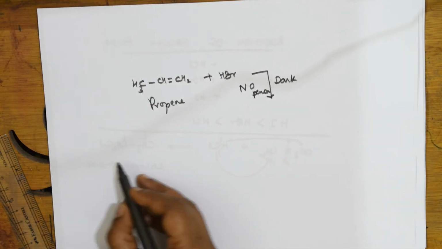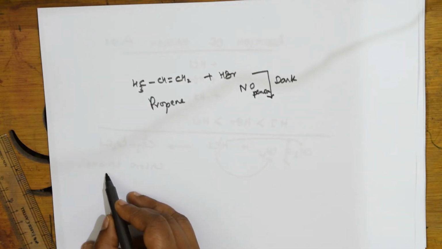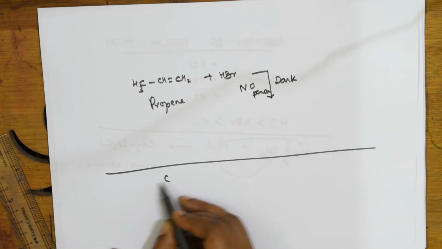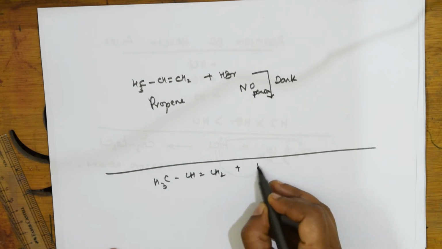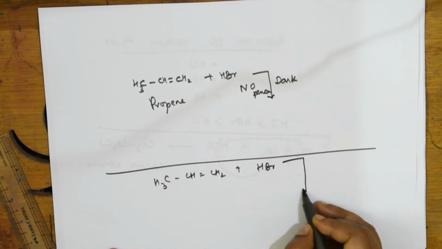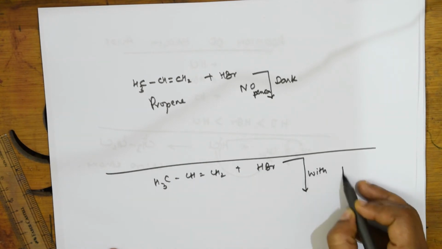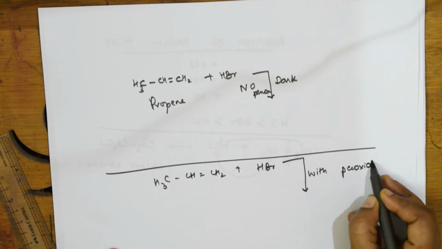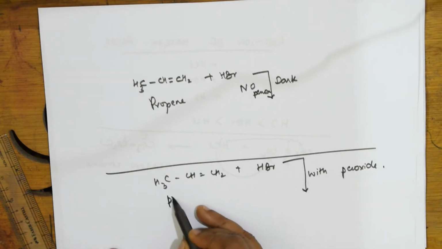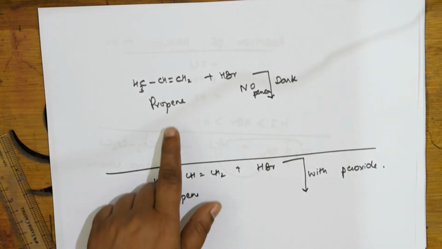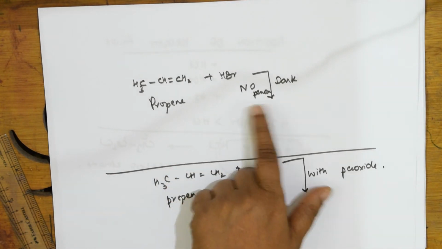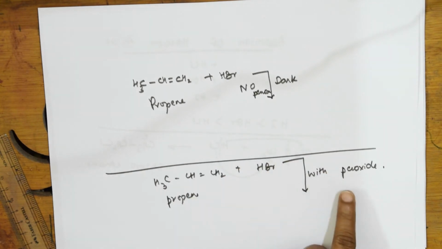One more example. I'm going to take one more unsymmetrical alkene, CH3, CH double bond CH2, with HBr. Now what am I going to do? I'm going to take the reaction forward in the presence of peroxide. Remember, both the conditions, both are propenes only. Now, when I take this propene in the absence of peroxide and in the presence of peroxide, what products do we get? We will see.